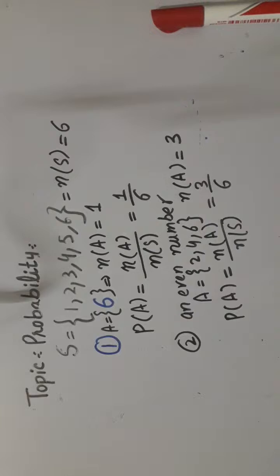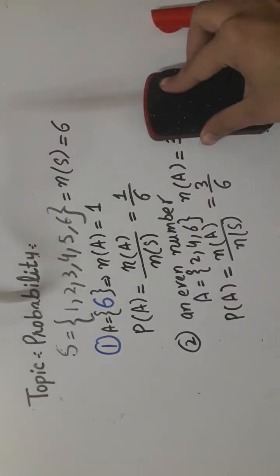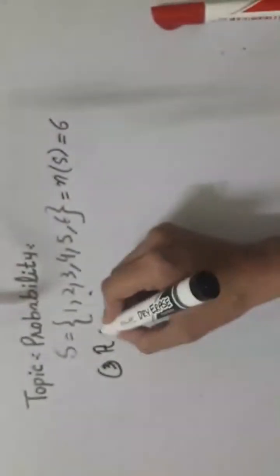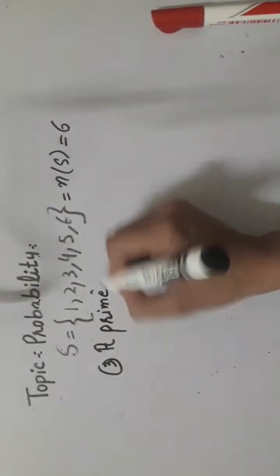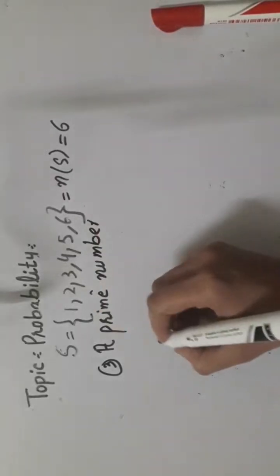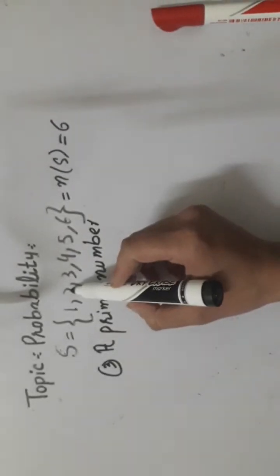Let that be an event: a prime number. Now how many prime numbers are present in this sample space? The smallest prime number is 2.